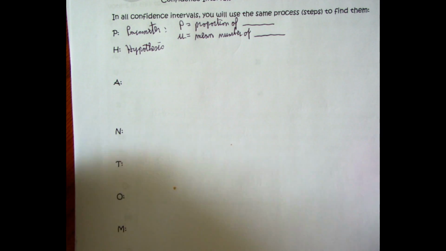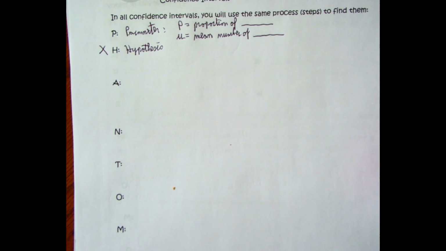You're making an educated guess based on either empirical evidence or anecdotal evidence, okay? And then you're going to try to either prove it or disprove it. But we're not going to do that right now. So when we do confidence intervals, we don't have to worry about doing a hypothesis.